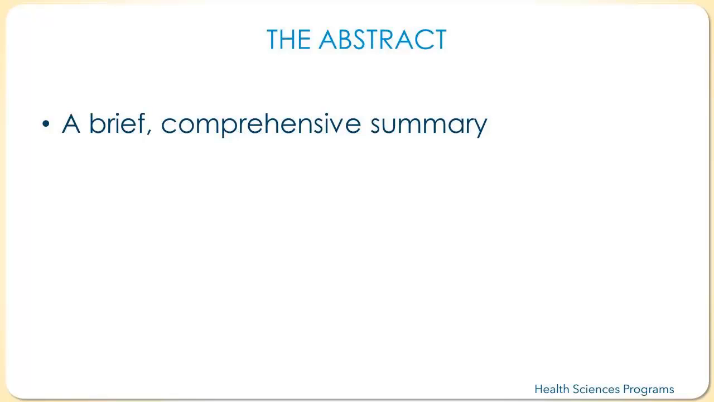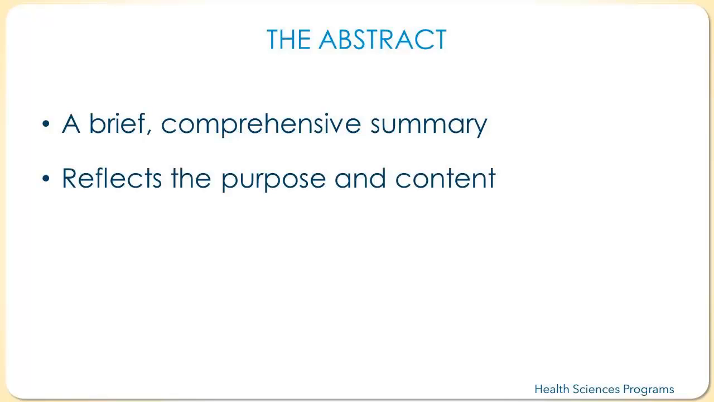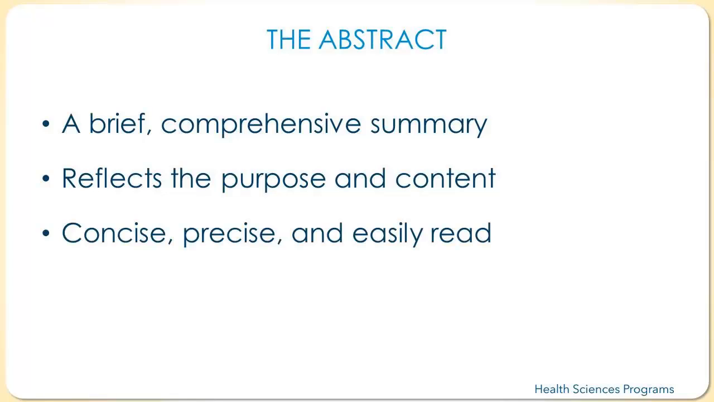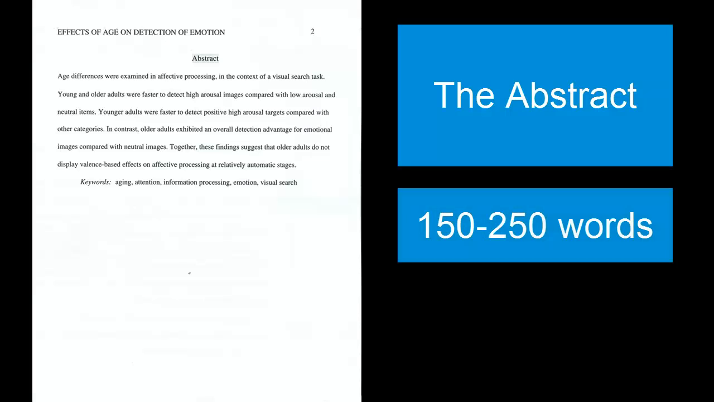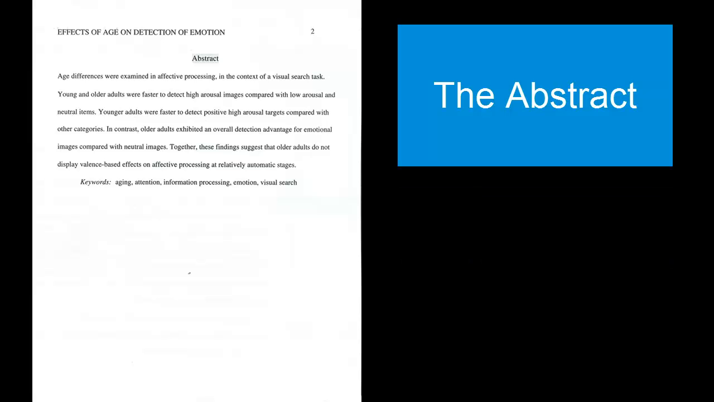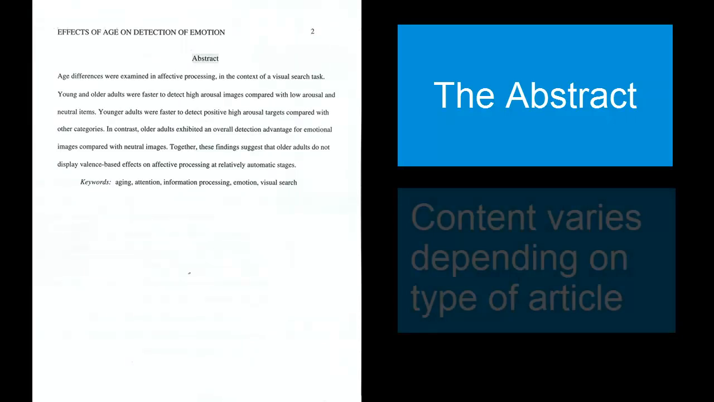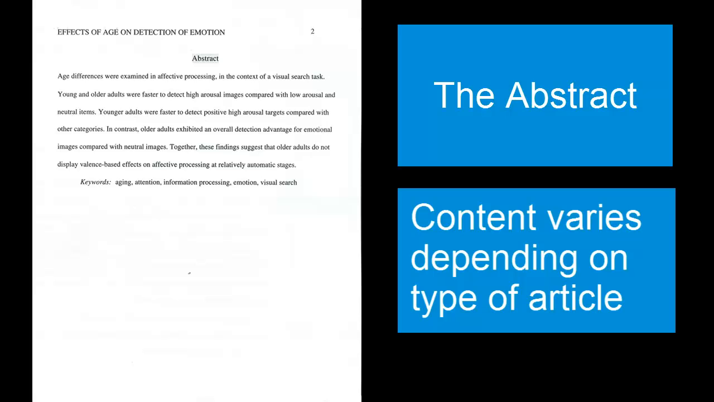When crafting an abstract, ensure that it reflects the purpose and the content of the article or paper, and that it is concise, precise, and easily read. Page 41 of the APA manual provides an example of an abstract. All lines of the abstract are flush with the left margin and double-spaced. In general, abstracts are between 150 and 250 words. Chapter 2 of the 6th edition of the APA manual provides guidelines on the content of unique types of abstracts, such as those for empirical studies and those for literature reviews.